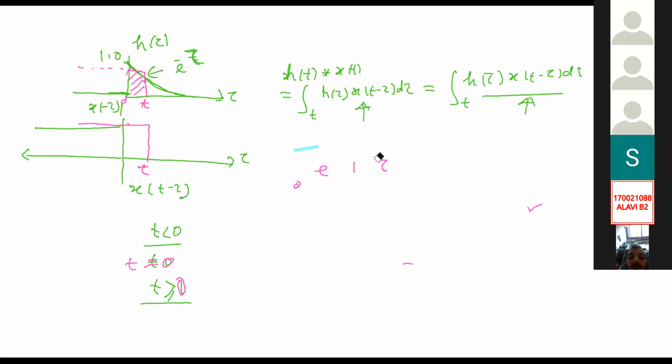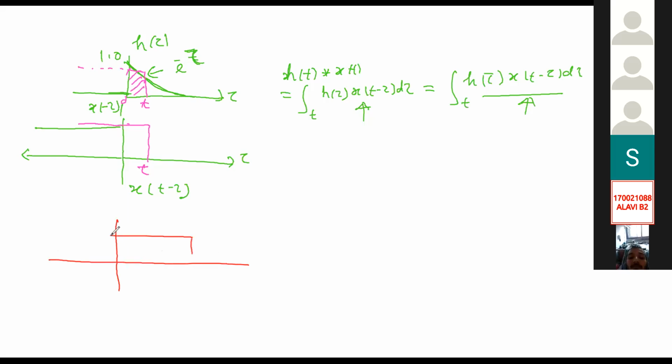This problem can be extended to a case where we apply a pulse instead of a unit step in your input. Consider that this is your pulse, something like this. Your duration is 0 to say 3. This is your x(t). Then how will your output look for this RC circuit? It will increase and then slowly decrease.